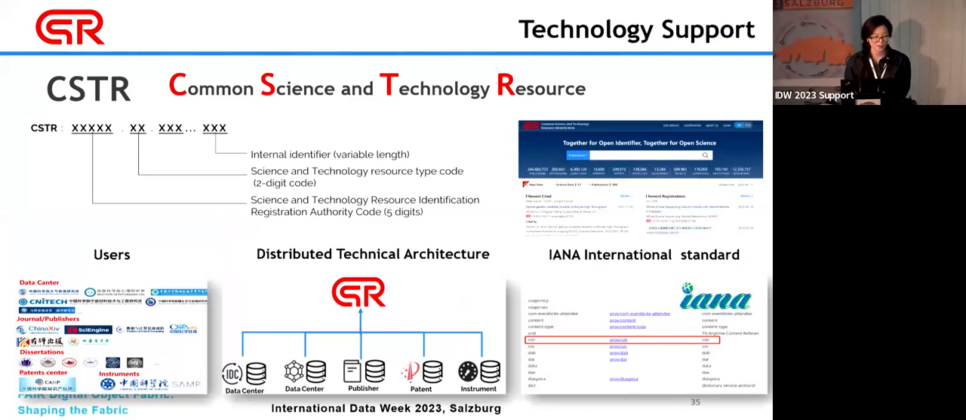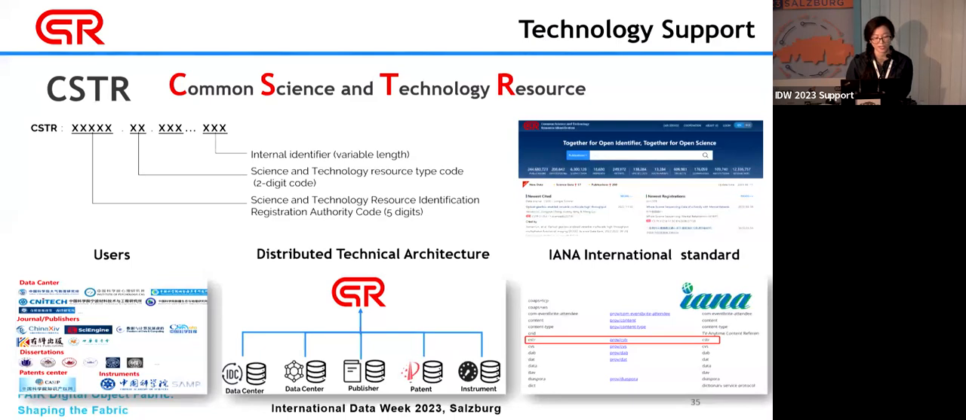Yeah, thank you for your questions. And I like these questions very much because this is giving me the opportunity to introduce the CSTR. The CSTR is one of the PIDs for open science. And there are several, you can see the numbers, and there are two digits besides the tab resource code. So the CSTR national standard was published in 2016, and the platform was established in 2018.